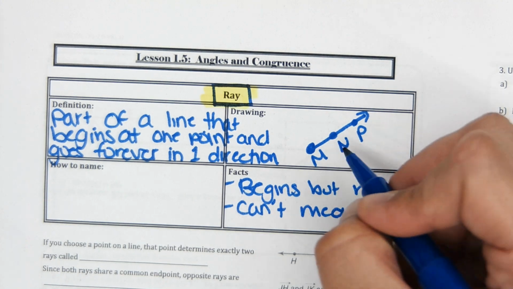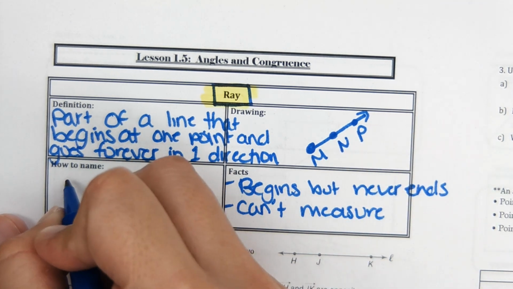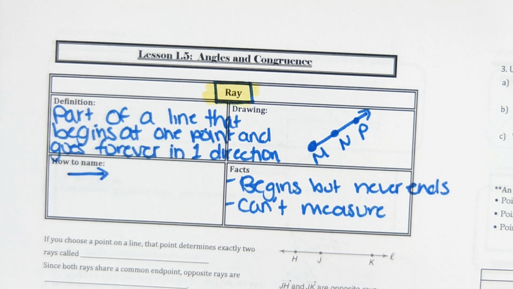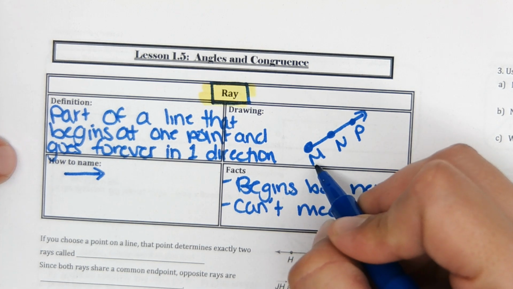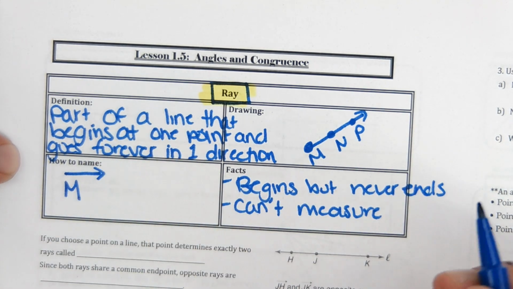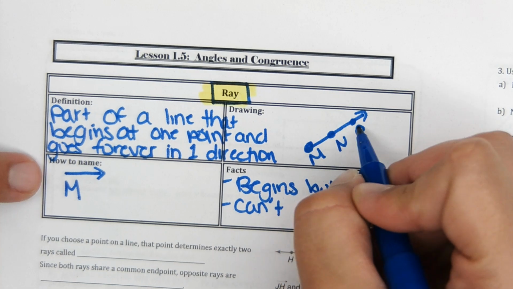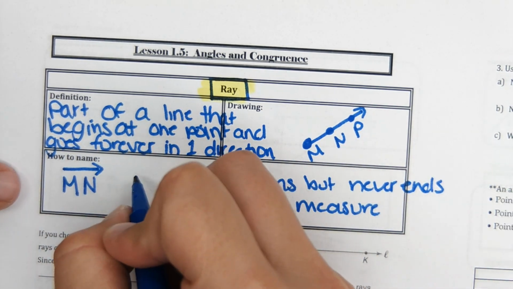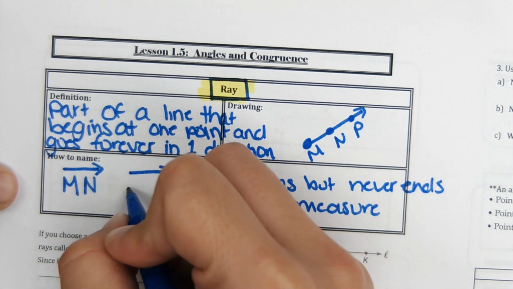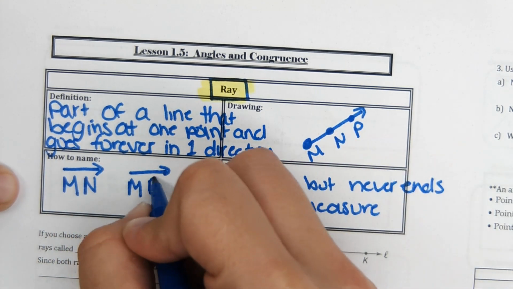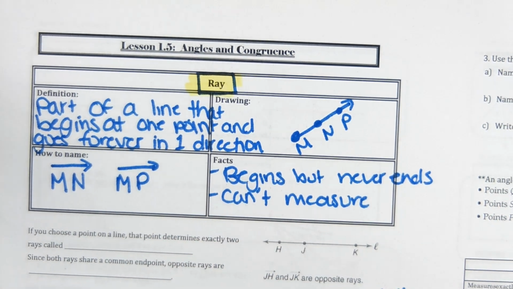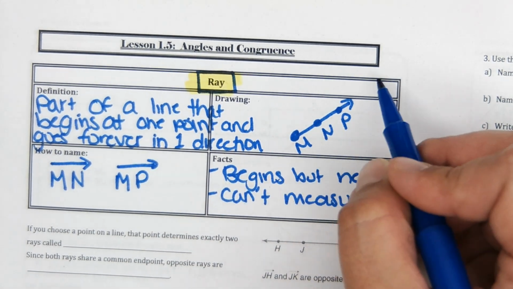How do you name a ray? You name it based on the points and you use this little symbol right here. It looks just like a ray. And then when you name it, you have to start with the endpoint. So here the endpoint is M. And then you just name another point on the ray, so MN. So we could say this is ray MN, or we could say that this is ray MP. Either one is fine, but the M does have to come first since that is the endpoint. So it begins but never ends. It can't be measured. It goes on for infinity.